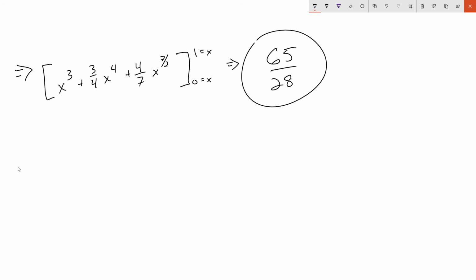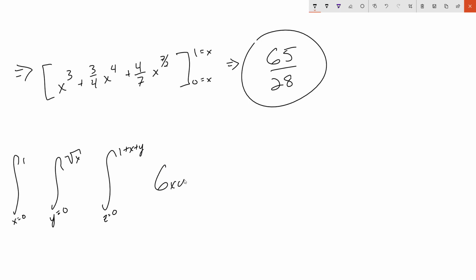And remember what we started with. This was the triple integral. I'm just going to write our bounds again. From x equals 0 to x equals 1, from y equals 0 to y equals root x, and from z equals 0 to 1 plus x plus y, 6xy. And then that's dz, dy, dx.